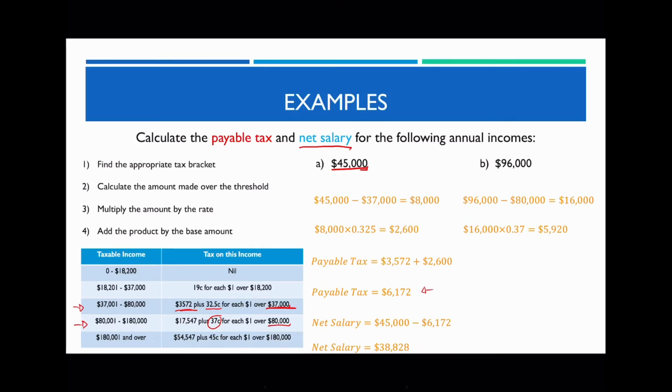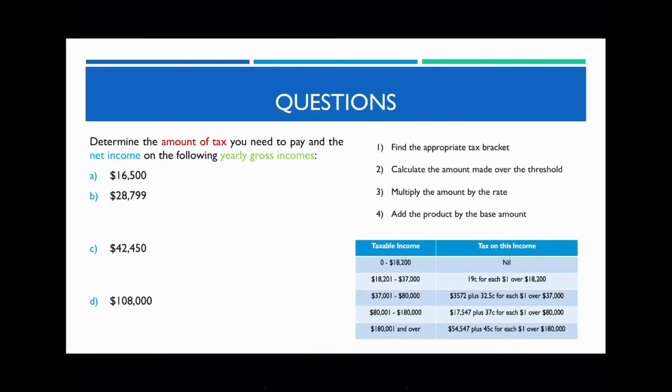Fourth step is we're going to add the product to the base amount. The base amount for this tax bracket is 17,547. If you add these two values together, the amount of tax you need to pay if you earn 96,000 is $23,467. Now to calculate net salary, all we need to do is simply subtract the tax that you pay from the amount you earn, your gross income. So if you do this, you should get an answer of $72,533.